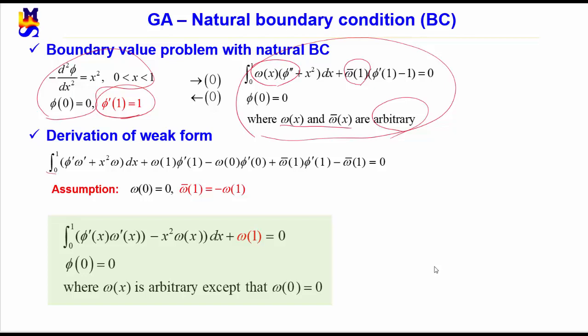Applying integration by parts to reduce the maximum order of differentiation in this integrand, we obtain this equation just before some constraints are imposed on the weighting function. You'd better know that the maximum order of differentiation in the weak form reduces to p when its corresponding differential equation is of 2p order. Now we assume omega(0) equals 0 and omega bar(1) equals minus omega(1) without loss of generality.